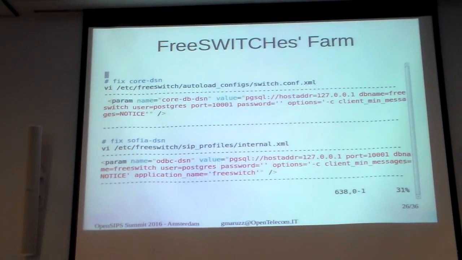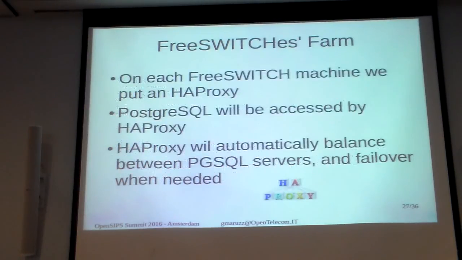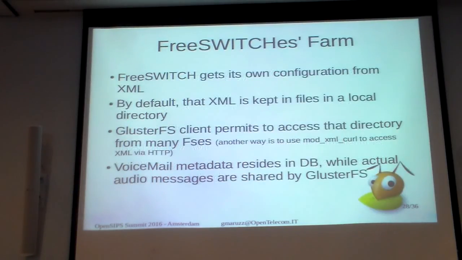And just with those two settings, we move. On each FreeSWITCH machine, we put an HAProxy that will automatically load balance SQL requests between PostgreSQL servers and fail over. I mean, if it knows that one SQL server is down, it will only use the other one.